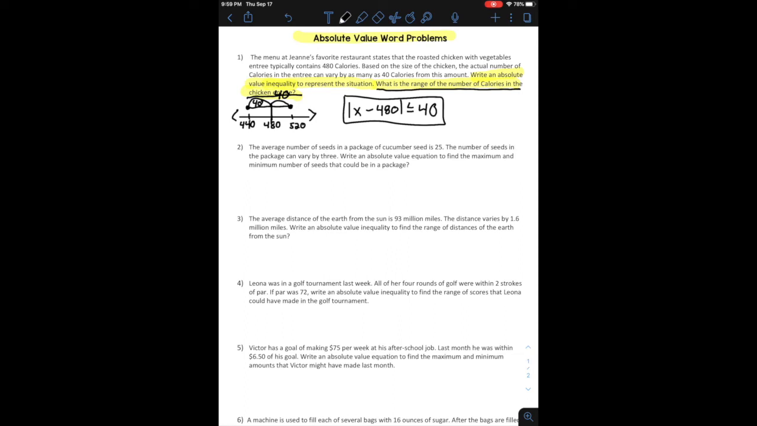We could also solve this inequality as we did with the previous lesson, solving absolute value inequalities, to make sure that we do get our answer, the range 440 to 520, if you wish. If not, you would be done.